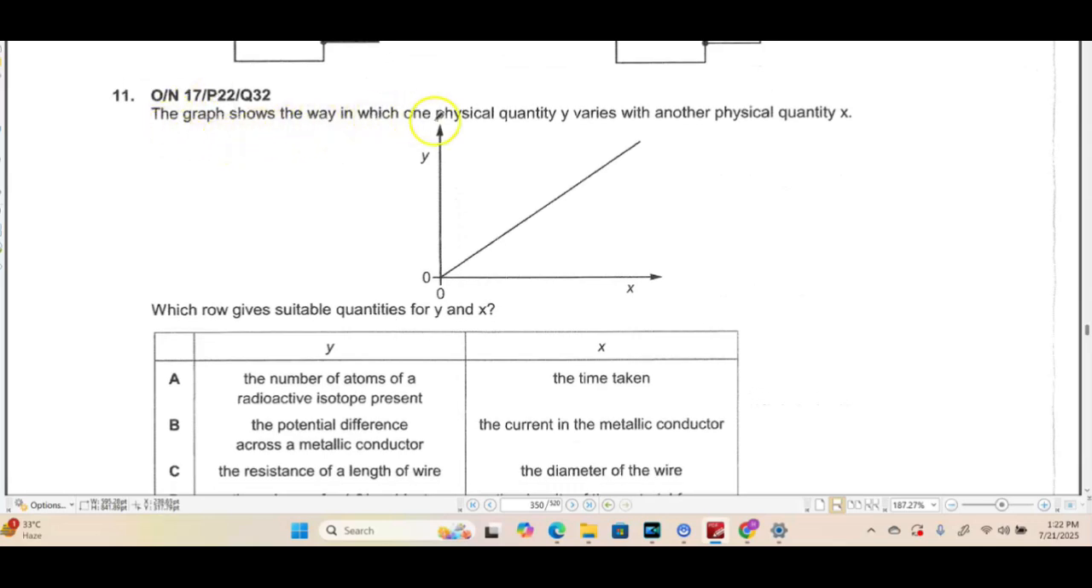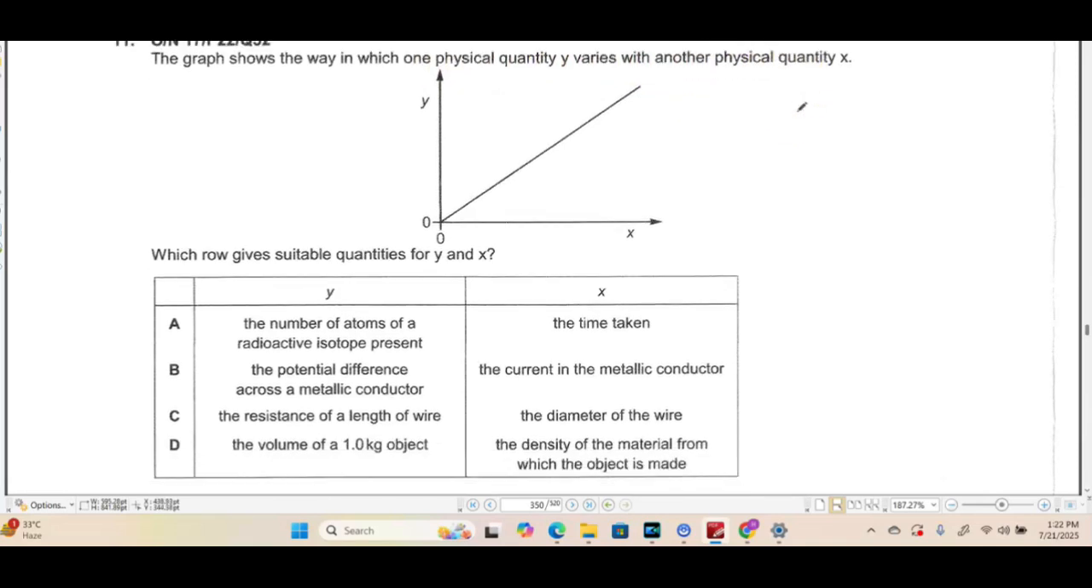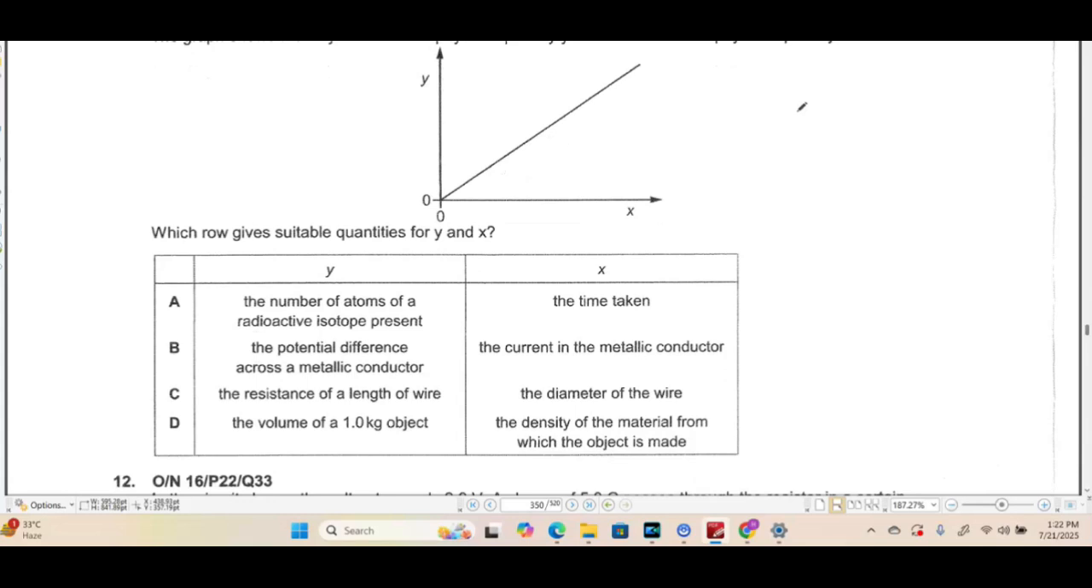The graph shows the way in which one physical quantity Y varies with another physical quantity X. Which row gives suitable quantities for Y and X? Okay, this is a straight line graph, so this is going to be between I and V, because we are doing this topic. But let's go through the options. The number of atoms of a radioactive isotope present, the time taken. This can't be it because the number reduces with time, it goes downwards, and the graph is not a straight line graph. The potential difference across a metallic conductor, the current in the metallic conductor: this is correct because ohmic conductors have a straight line graph for I and V.